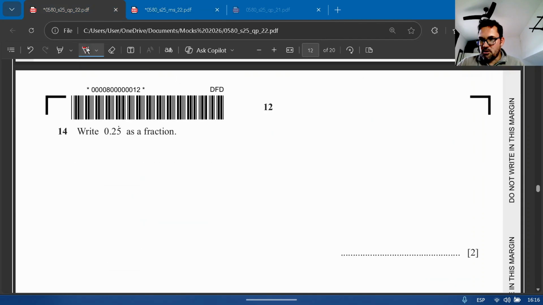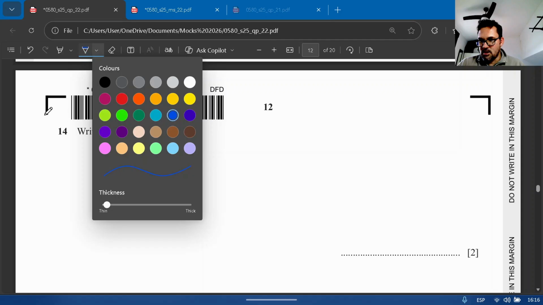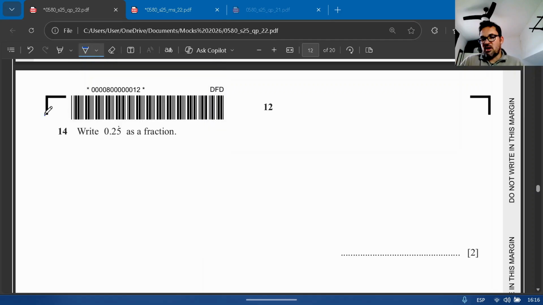Let's move on to question 14. Write 0.25 recurring as a fraction. Okay, there is a specific way to do this, and that is using algebra. You set the value equal to x. And remember, 0.25 with a dot on top of the 5 means there is a recurring infinite amount of 5s. Okay. Now there are different ways to do this. You can times it by 10, times it by 100.